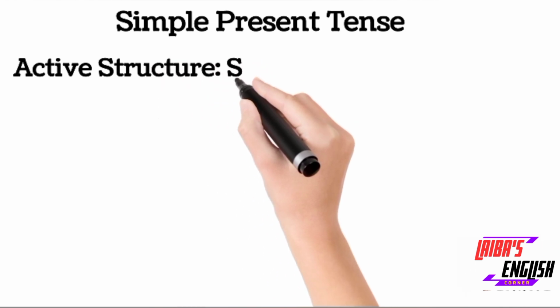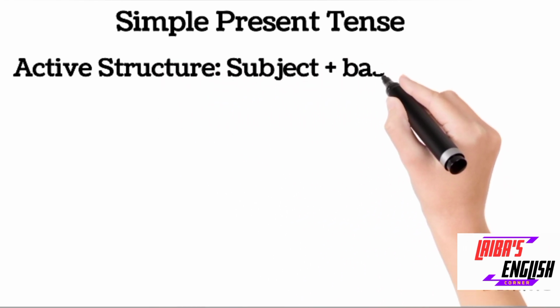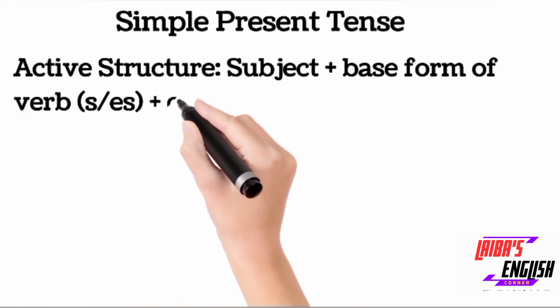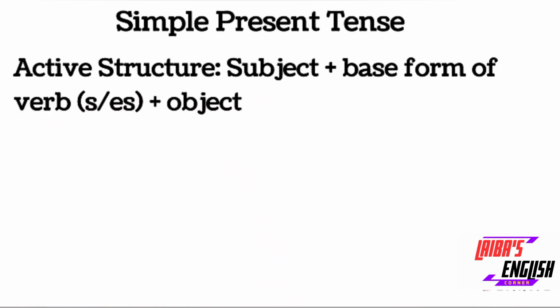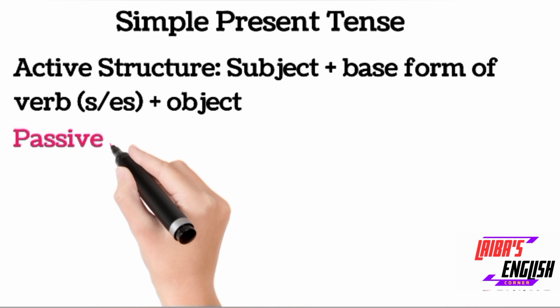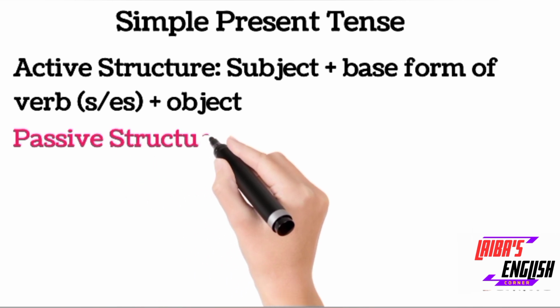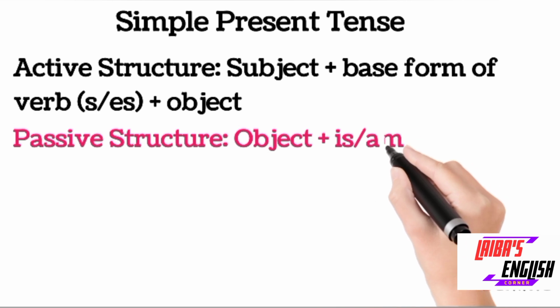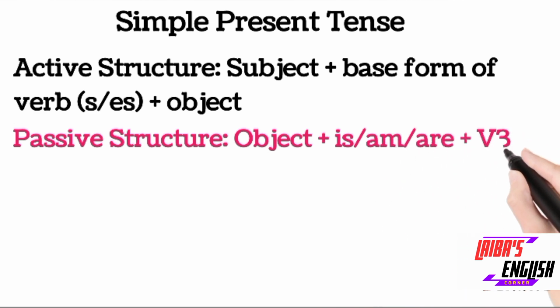First of all, we will have a look at the structure of simple present tense. For making a simple present tense, we need a subject, we need a base form, meaning the first form of verb, plus s and es where needed, plus an object. This is how we are making a simple present tense. But if we have to change a simple present tense into passive voice, there are some rules. We have to follow those rules for making a sentence active into passive voice.